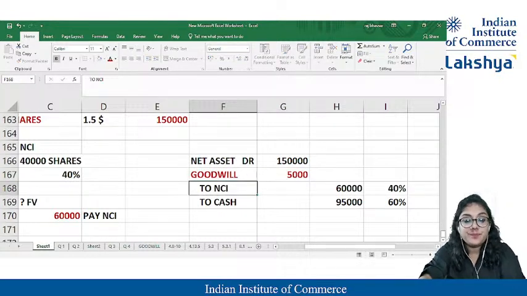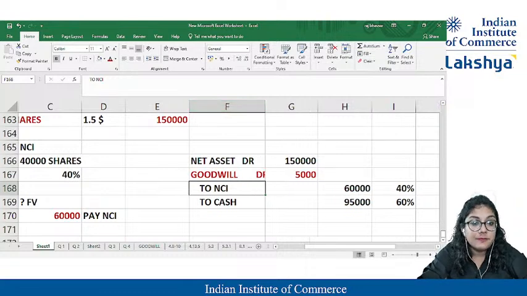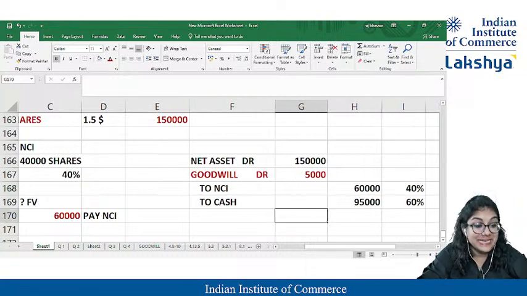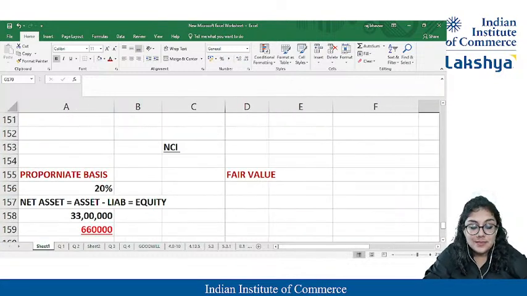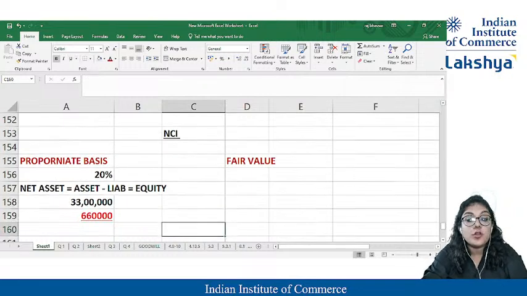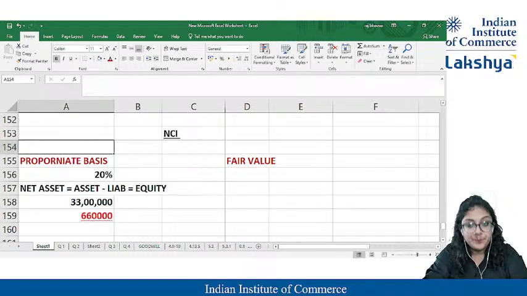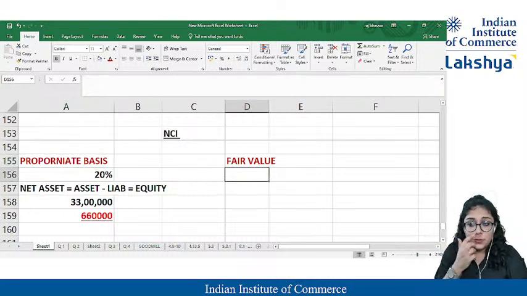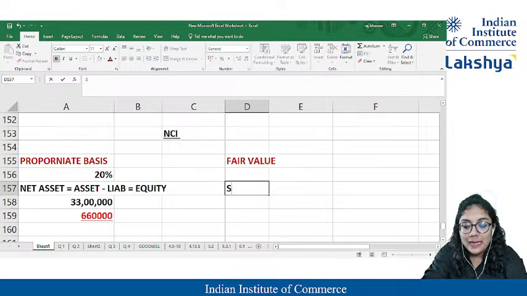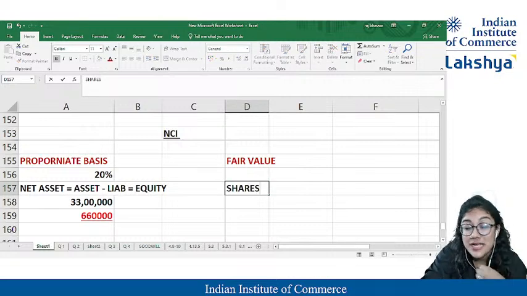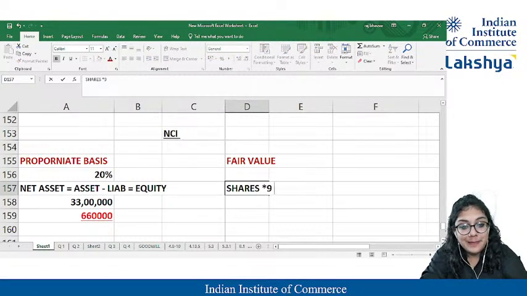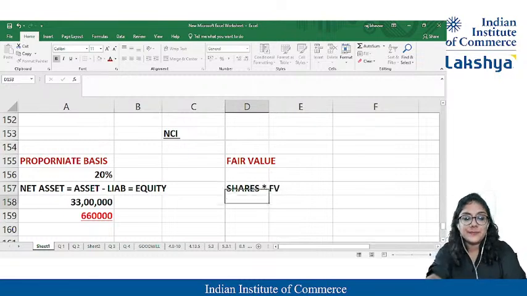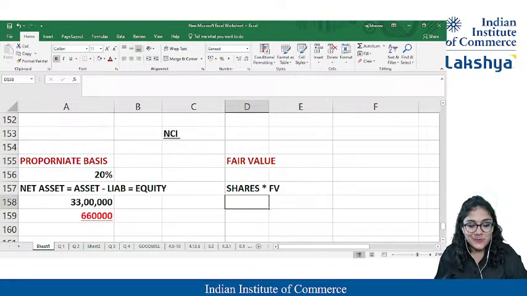So yes, we have to pass an entry like this: goodwill account debit, net assets account debit, to cash, to NCI. So these are the two methods in which we normally book my non-controlling interest, that is my NCI, on the proportionate basis and the fair value. Over here in the fair value, I have to multiply the number of shares of my holding by the fair value.